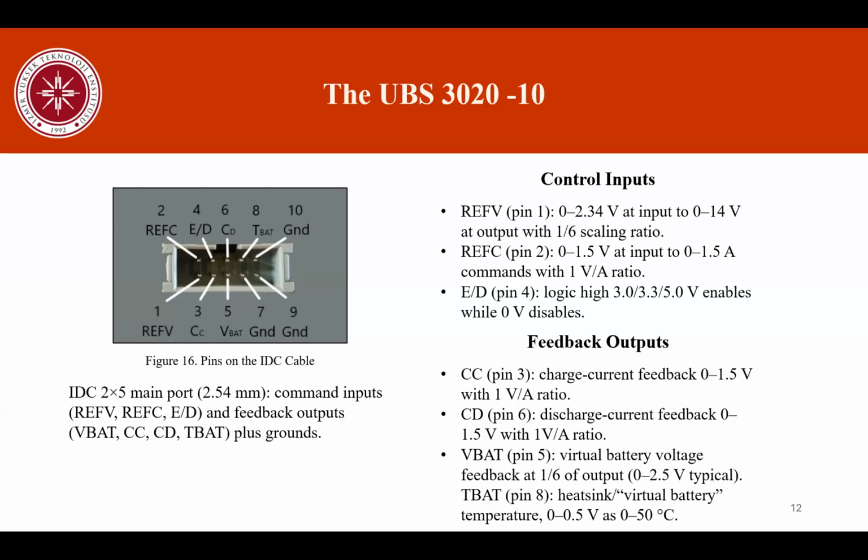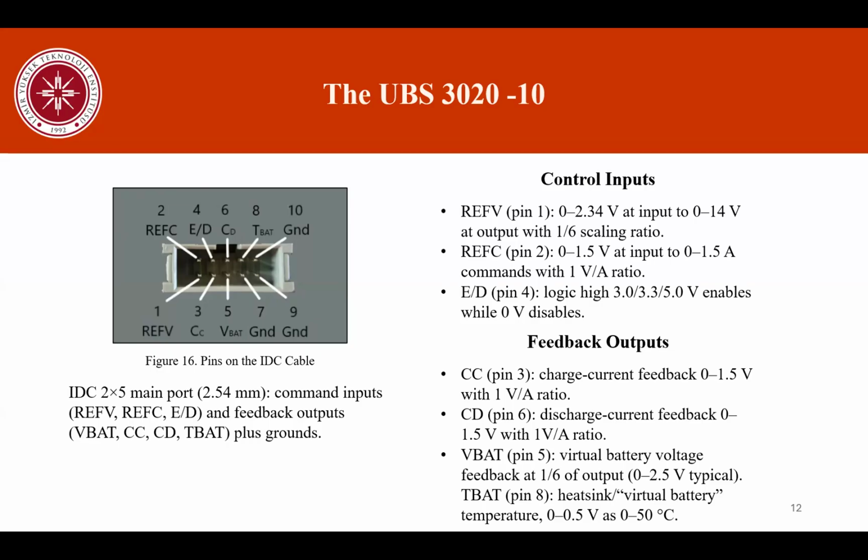You can use the enable disable pin with high logic. You can use either 3.3 or 5 volts, depending on the microcontroller you use. And when you set it to 0, it disables and shuts the whole system down. The feedback outputs you can get with the constant current pin 3, CD pin 6, VBAT or TBAT pins.